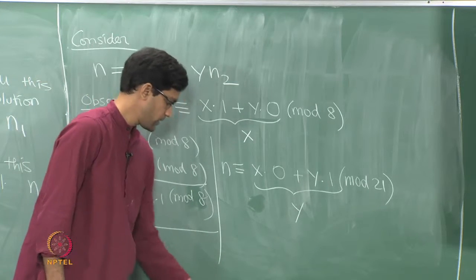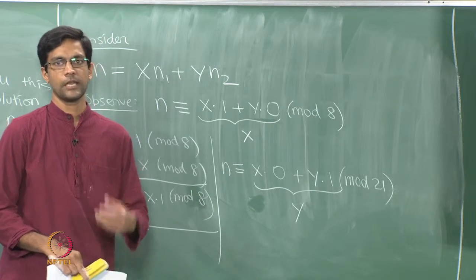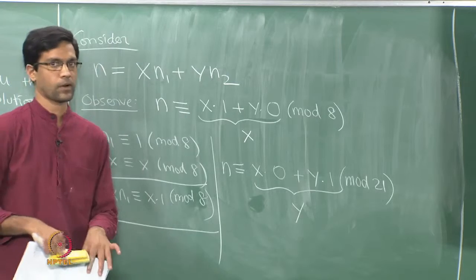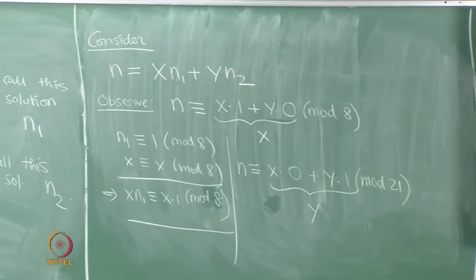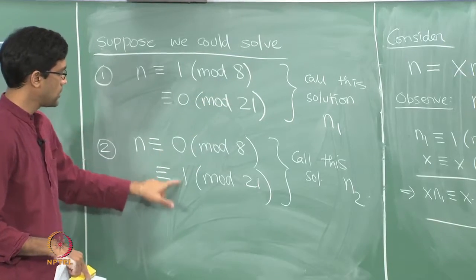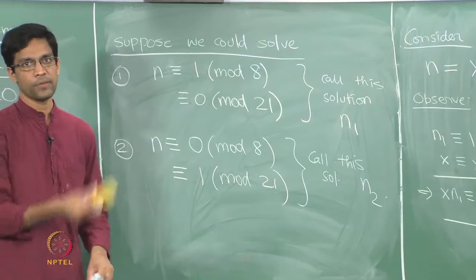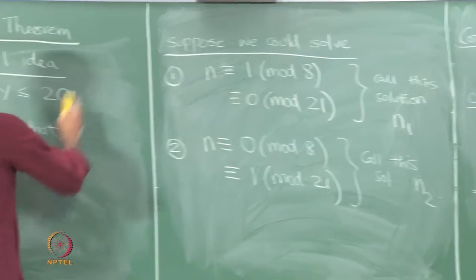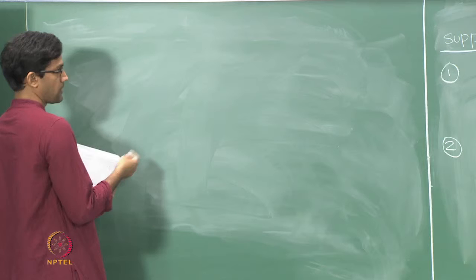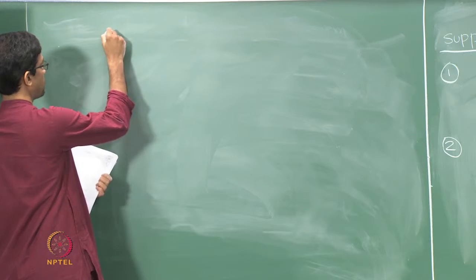So the key point is that to solve the general problem, it is actually enough if you can solve two simple problems: one where you have a 1, 0 for 8 and 21, and the other where you have a 0, 1 for 8 and 21. This is the classic 0-1 idea that we have been using in many contexts before. And in this case, if you could solve these two, let's actually do it in this example.